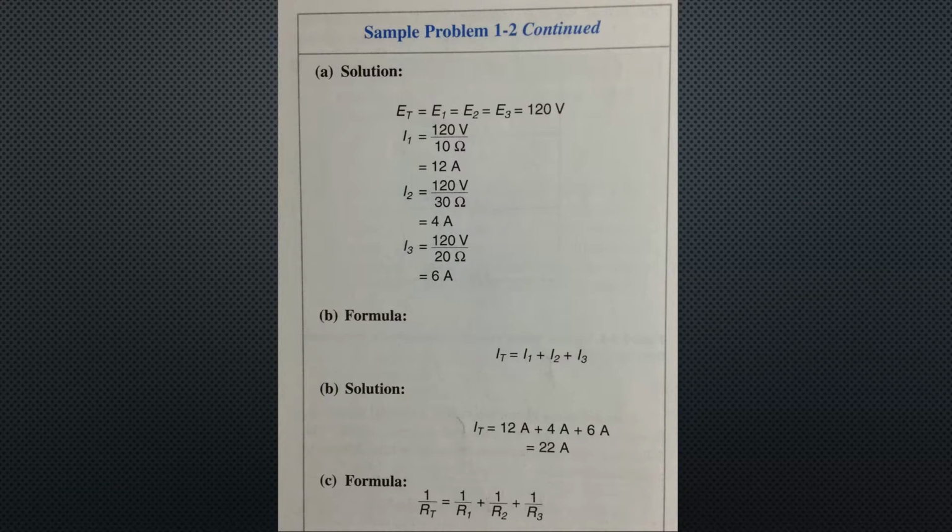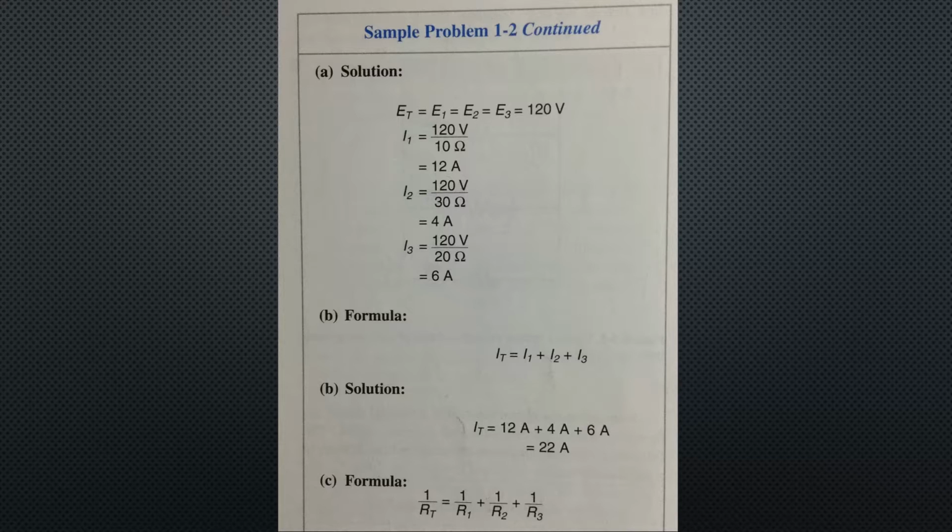Part C formula is 1 divided by the resistance total, which is equal to 1 divided by the resistance at 1 plus 1 divided by the resistance at 2 plus 1 divided by the resistance at 3. Solving for this formula, 1 divided by RT equals, in this case, 1 divided by 10 ohms plus 1 divided by 30 ohms plus 1 divided by 20 ohms.